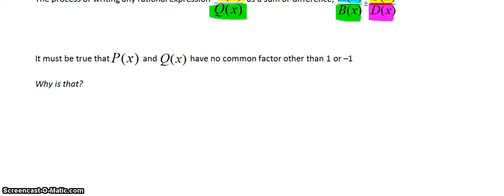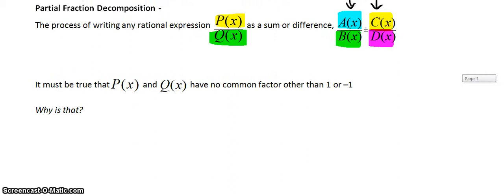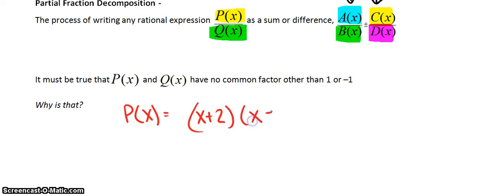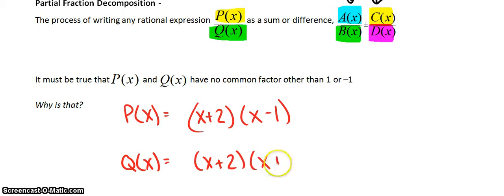Okay, I just want to note that it's important that the two polynomials have no common factors other than 1 or negative 1, because everything is a factor of 1 and negative 1. And the reason for this is because let's say p of x is, I don't know, like x plus 2 times x minus 1, right? That's a polynomial. I just put it in its factored form. And let's say q of x is x plus 2 over x plus 3.